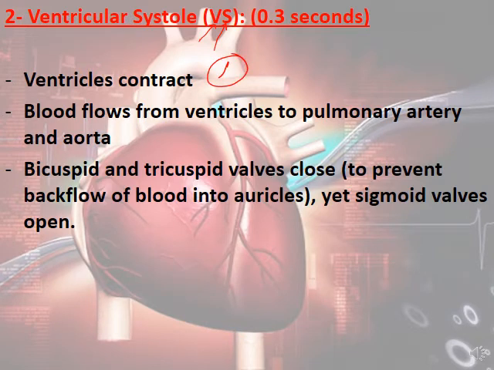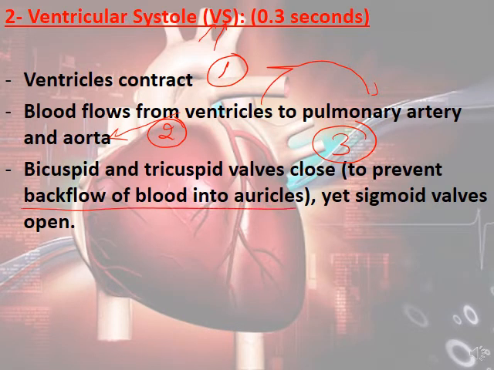Number two, the blood flows from the ventricles toward the pulmonary artery and the aorta. Number three, what do we have? The bicuspid and tricuspid valves close. Why? To prevent the backflow of the blood into the auricles, while the sigmoid valves open.